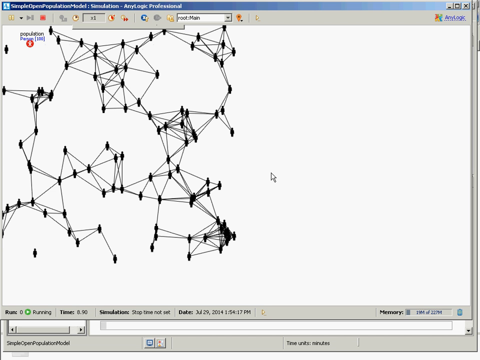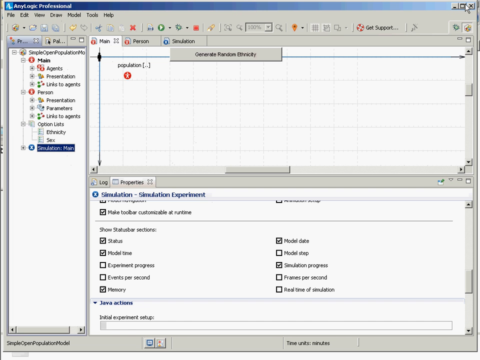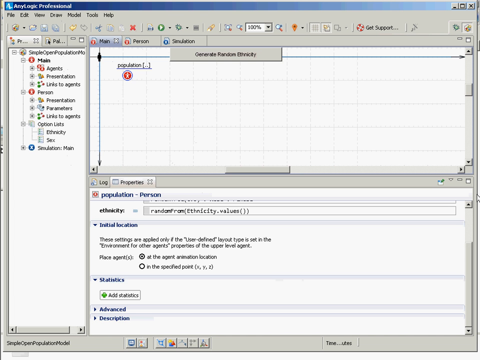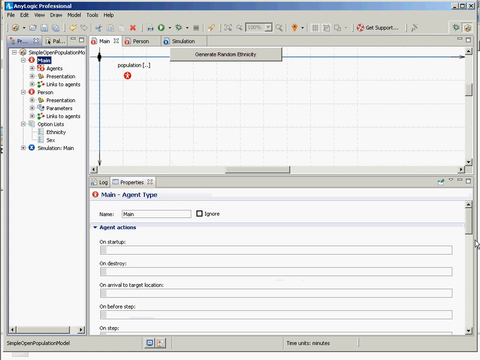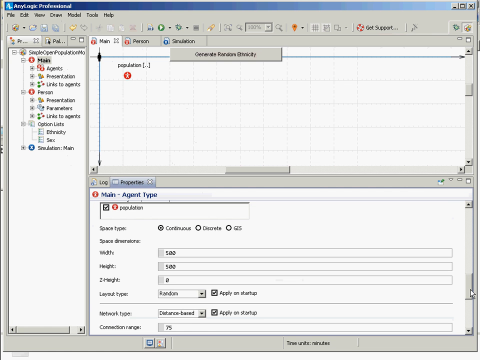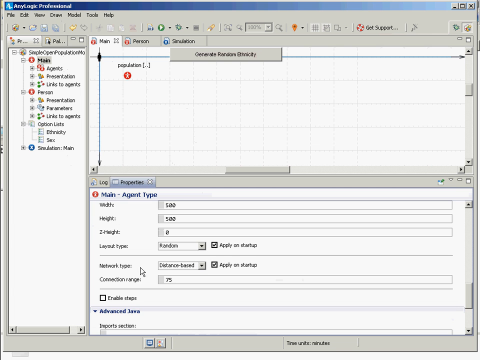Now, ladies and gentlemen, we're going to have the population evolve over time. Oh, sorry. So questions? So what did I do? I went to main, and I scrolled down in here to environment, and went to network type, found distance-based, connection range 75. Okay? Are people okay? Are we all on board?